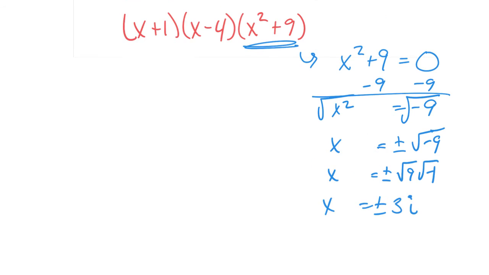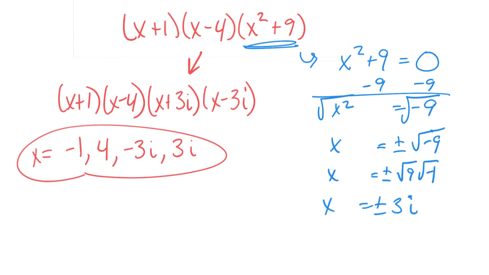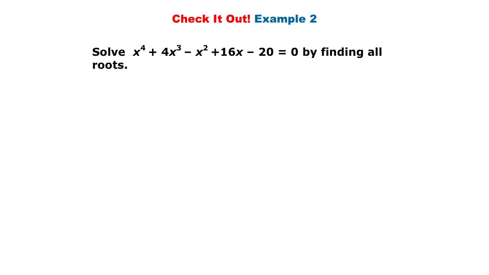Continuing to write this out in fully factored form, I have what I already know with those 2 real roots, and then I would have x plus 3i and x minus 3i. So there I have fully factored that polynomial. This one includes some imaginary numbers, and my 4 roots are going to be these 4 right here. I knew that there had to be 4 roots because the degree on this polynomial was 4, and some of those roots are imaginary.